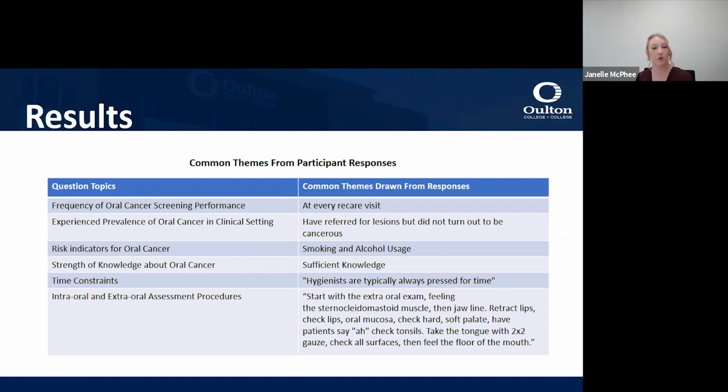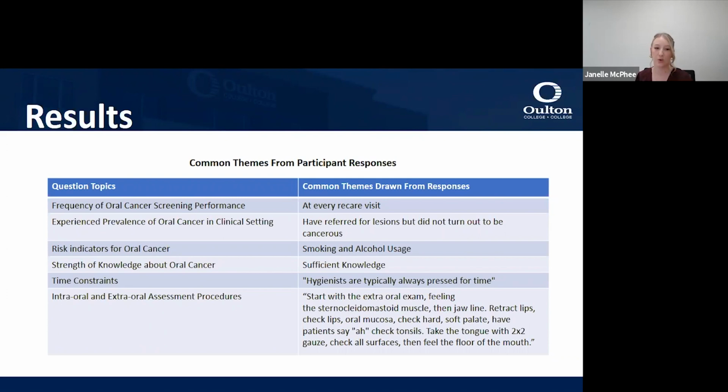The risk indicators for oral cancer: we all know smoking and alcohol use are the main ones. Strength of knowledge about oral cancer: they all felt that they had significant knowledge about this topic. Time constraints: as quoted from one of them, hygienists are typically always pressed for time.